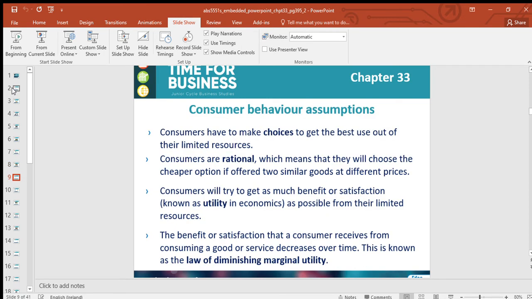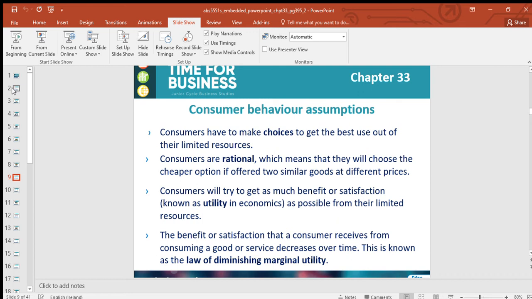So just to get into more detail on how consumers, because we as consumers are buying these products, there's a consumer behavior assumption. I'm just going to go through it first and then talk about it. Consumers have to make choices to get the best use of their limited resources. Generally, our limited resources would be money.